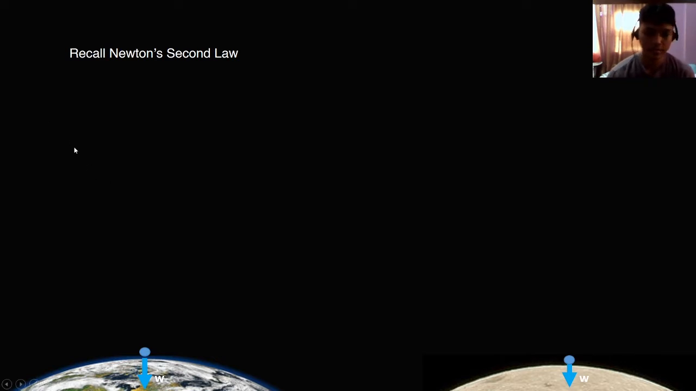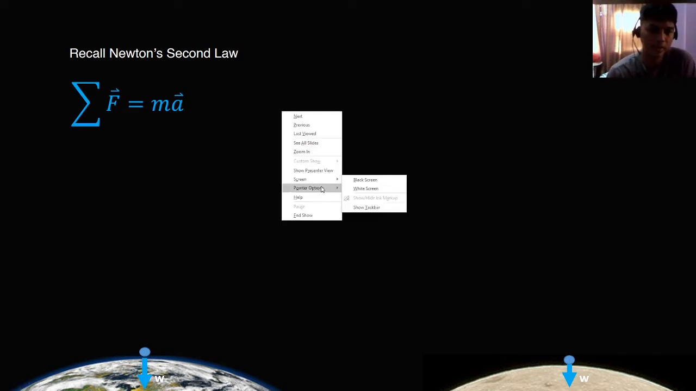Now, recall Newton's second law. Newton's second law of motion states that the sum of all the forces acting on an object is equal to the mass of that object times the acceleration of that object.